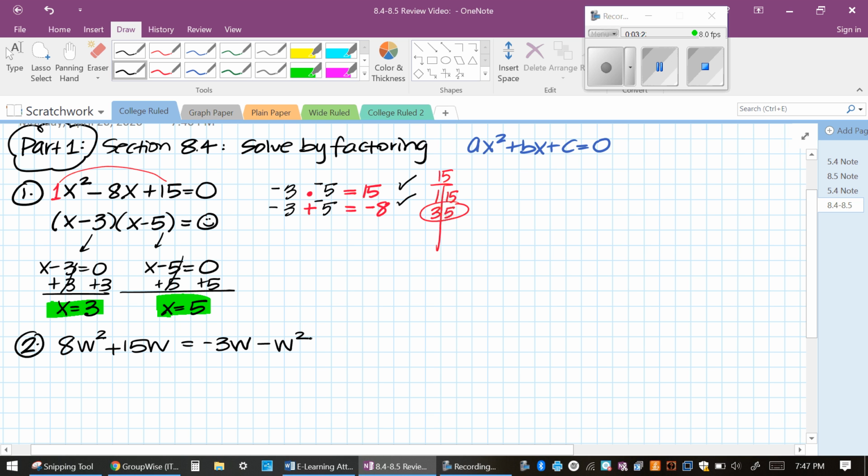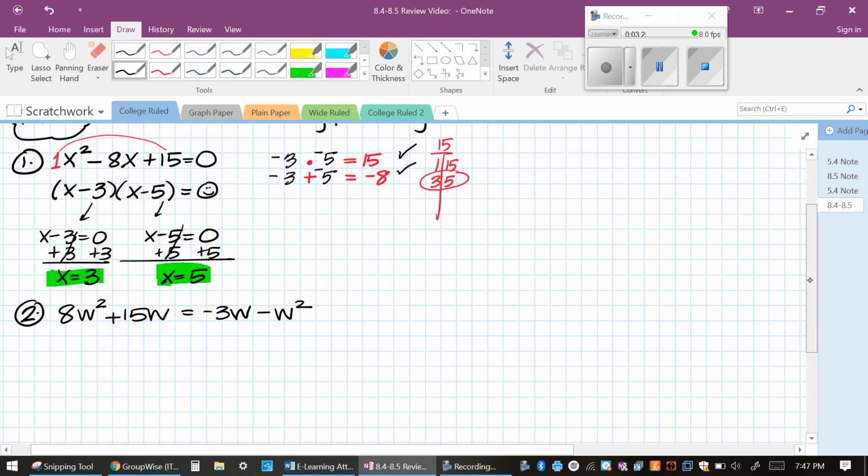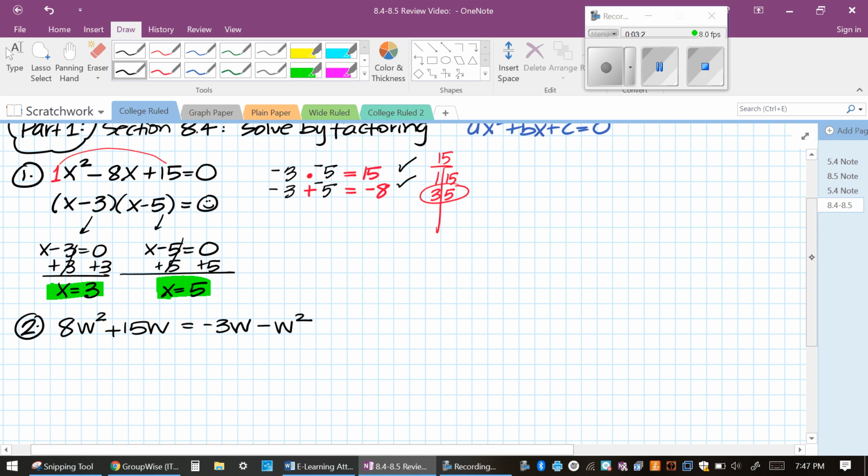Okay, in this next problem, I see that I do not have all the terms on one side. This one has quadratic terms on both sides of the equal sign. So when you have quadratic terms on both sides of the equal sign, I always told you to cancel the smaller one. So I'm going to go ahead and cancel and move it to the left side. So as soon as I decide that I'm moving it to the left side, I also need to move everything else to the left side.